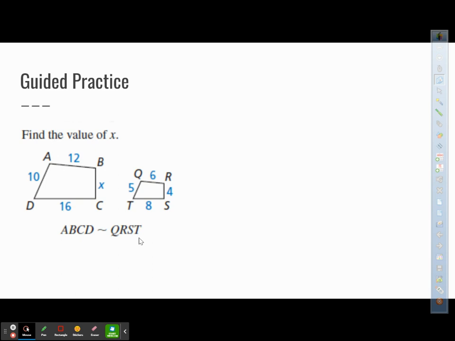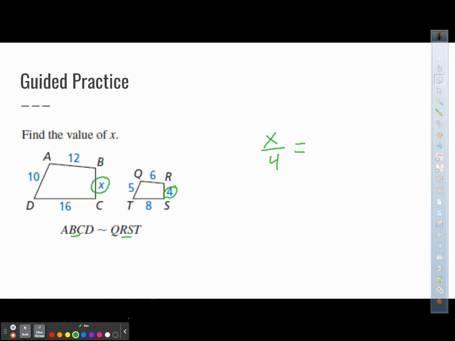So let's set up our proportion. Dylan, where do I start? What do I do? Divided by the value of x. So x is BC. So what side does BC correspond to? RS. RS. What's the length of RS? 4. Okay, so you got x and 4. Now just write that as a ratio. X over 4. Perfect.